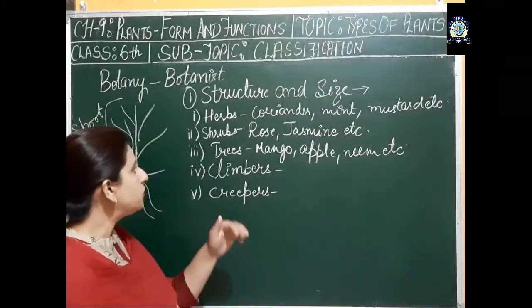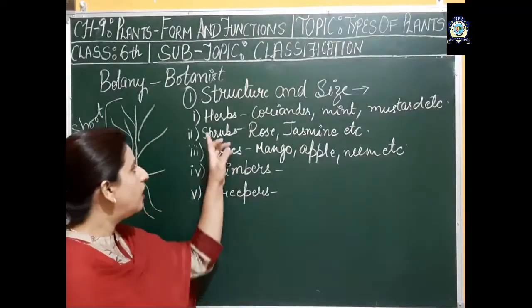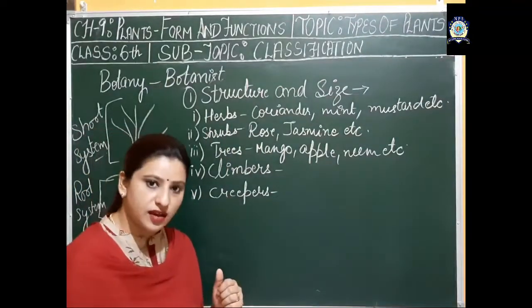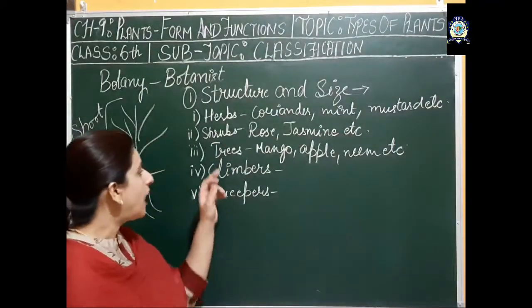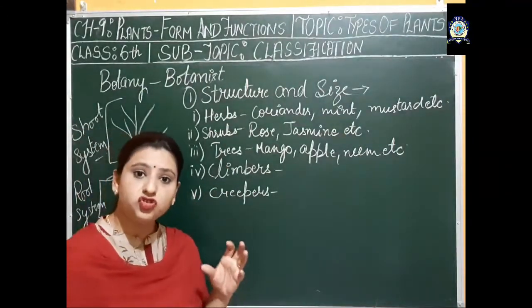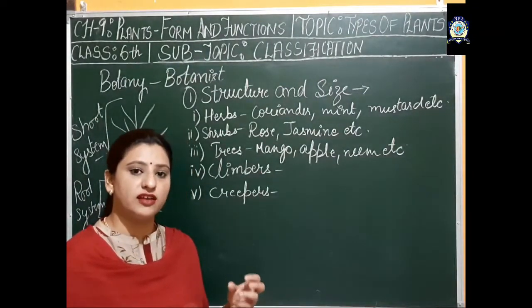The main difference between the herbs, shrubs and trees is their stem. Herbs have a very soft and tender stem. Shrubs are medium sized plants and they have a woody stem, and trees have a strong stem which is also woody in nature, and that is called the trunk.